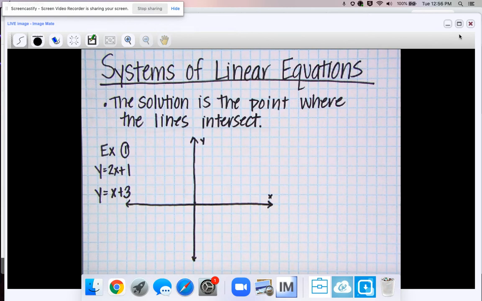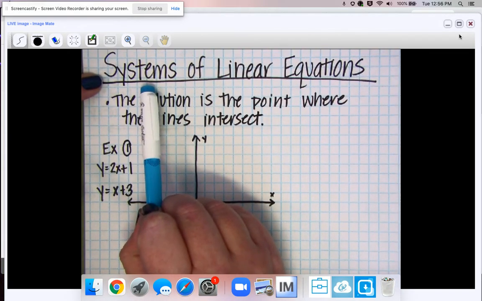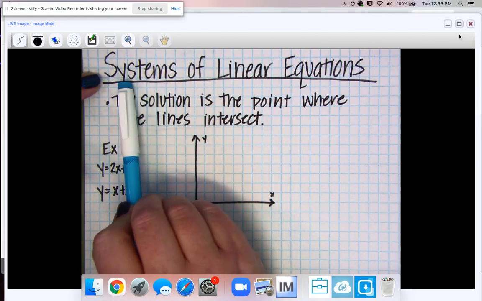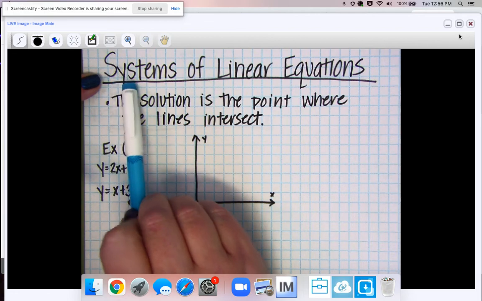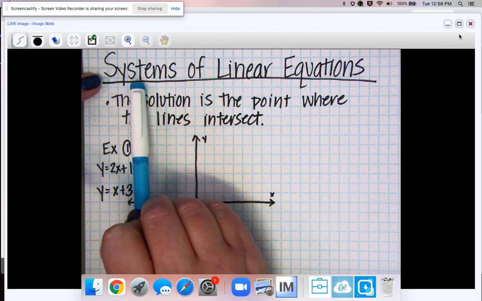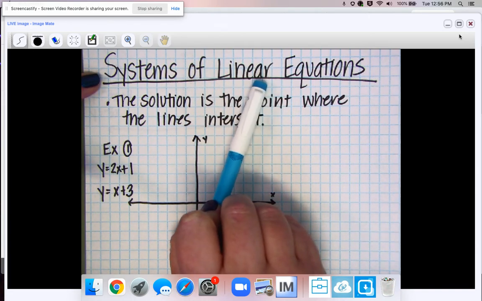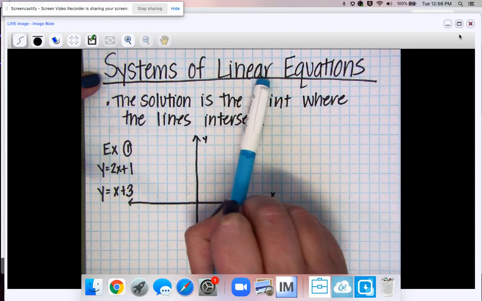All right, so we're going to look at systems of linear equations. And the word systems, when we're talking about systems, that typically means, or it always means, that there's more than one equation we're trying to solve. We want to know a solution that fits all of the equations in that system. And so we're looking specifically at linear equations, so equations that make lines.